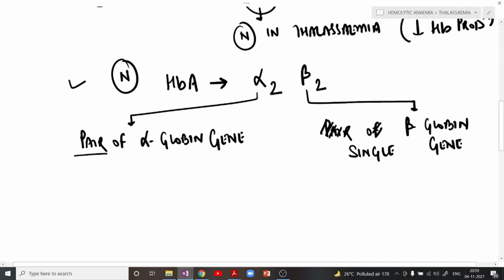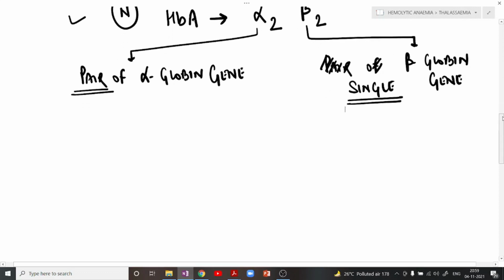So this is the first point of difference: the alpha chain is synthesized by a pair of alpha globin genes, whereas the beta chain is synthesized by a single beta globin gene. Now which chromosome is responsible for synthesis of alpha globin? This gene is present in chromosome number 16, which is an important MCQ, whereas the beta globin gene is present in chromosome number 11.